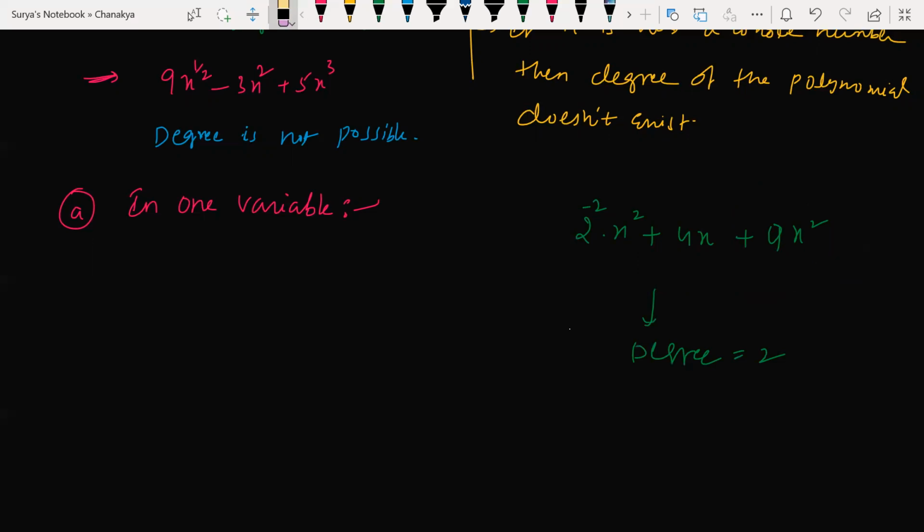Okay, people? Sir, if the power of the variable is like minus 2, then it won't be a polynomial, right? It won't be. Minus 2 can't be a whole number, right? Yes, sir. Degree is equal to 2 here. Clear?